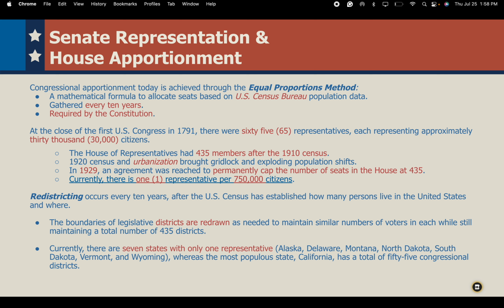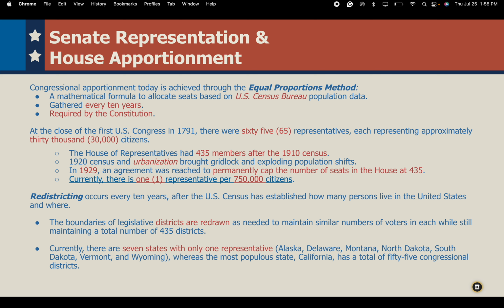So by 1920, because of urbanization and the census calculating that many, many people were moving to urban cities and changing the entire dynamic of the apportionment of the U.S. Congress, by 1929 we put a permanent cap on how many people can sit in the House at 435. Which means rather than adding a new congressperson for every new district that develops, we simply redraw them as the population grows. We call that apportionment or redistricting.